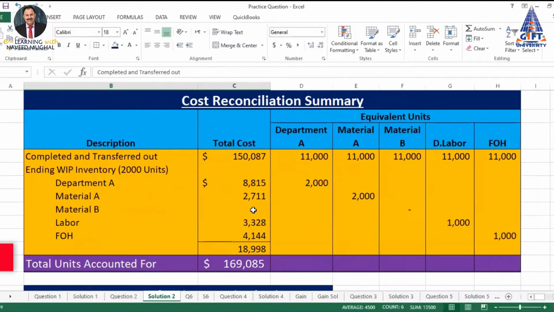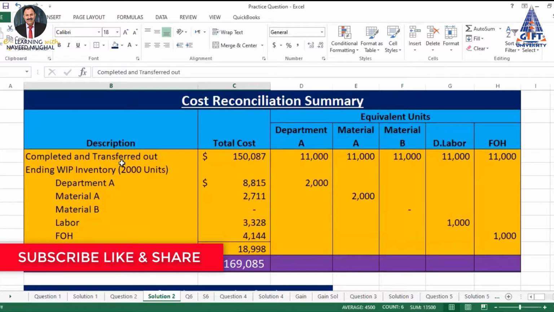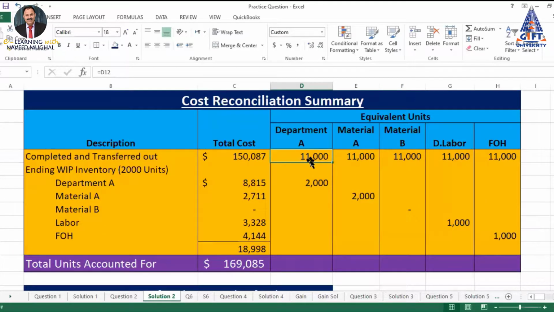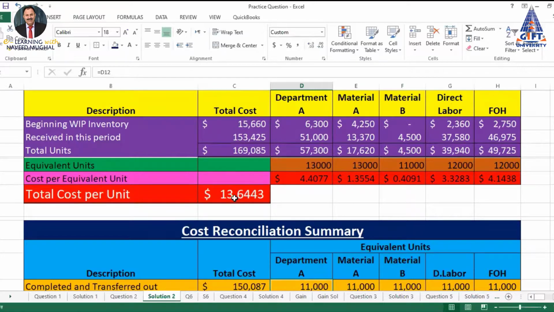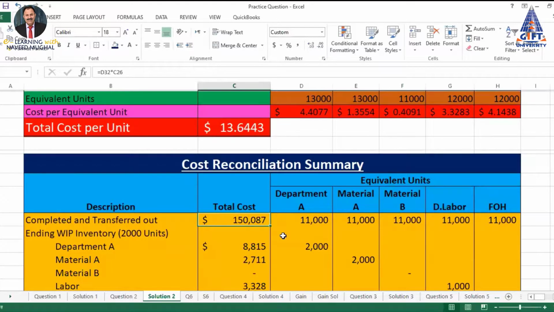For the reconciliation summary, first, completed and transferred out: we have completed 11,000 units, and the per unit cost of the completed product is 13.6443. When we multiply these two figures, we get 1,50,087. We need not multiply the individual figures of the individual cost elements, because we have already totaled them. We only have to multiply 11,000 by the per unit cost.